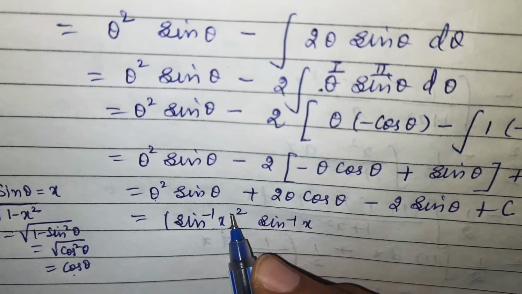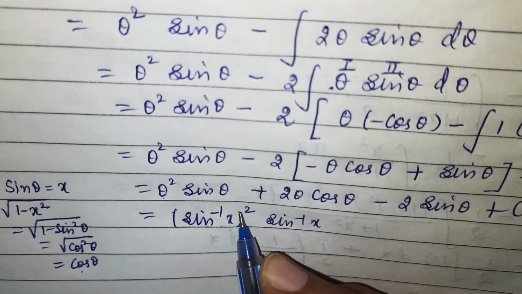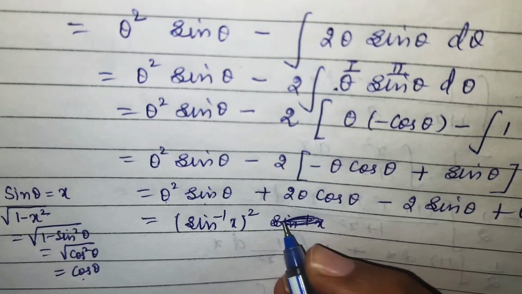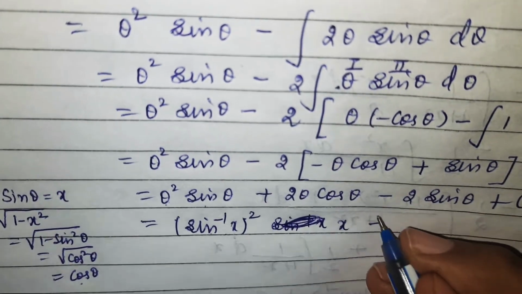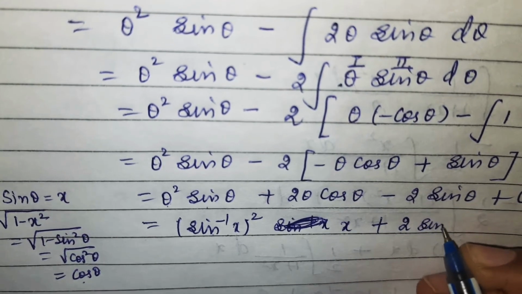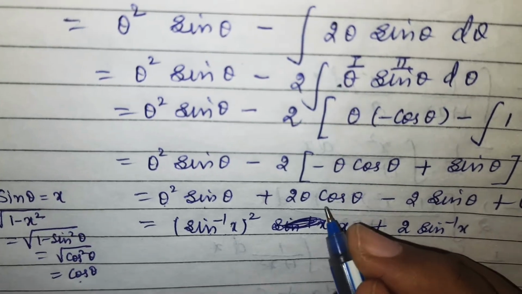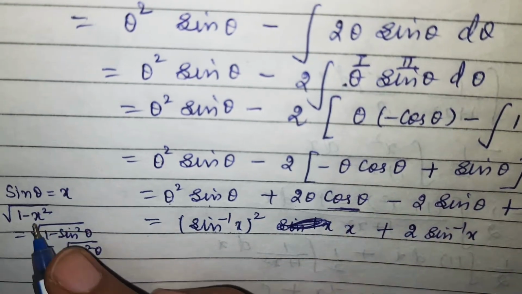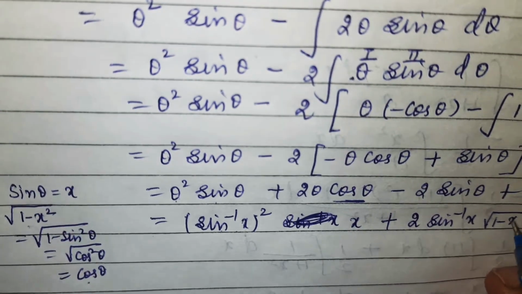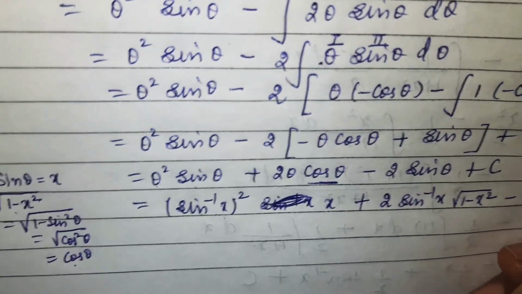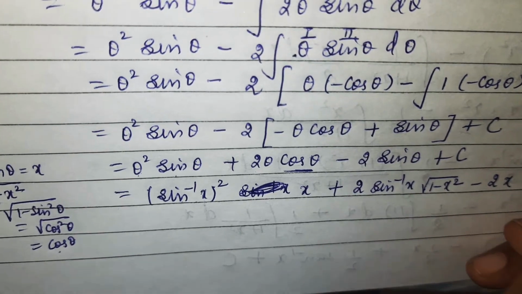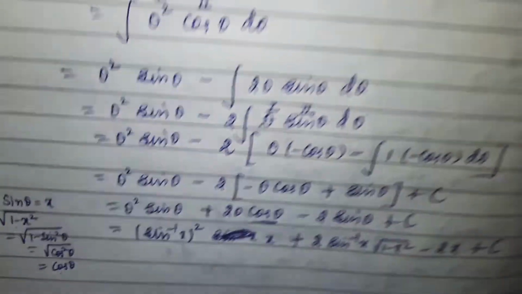And sine theta will become x, plus 2 theta, where theta is sine inverse x, because I need to write in terms of x, cos theta. Cos theta is under root 1 minus x square, I have already solved. Minus 2, and sine theta can be written as x, plus c. So this is your final answer.